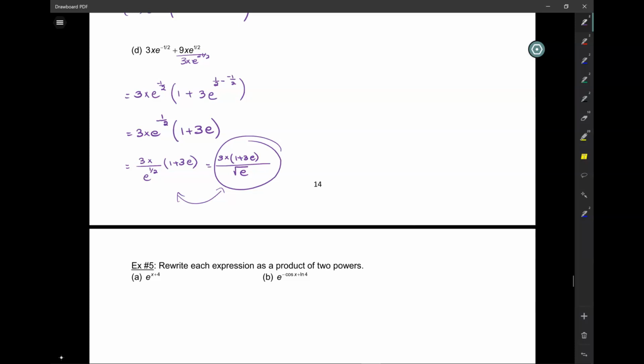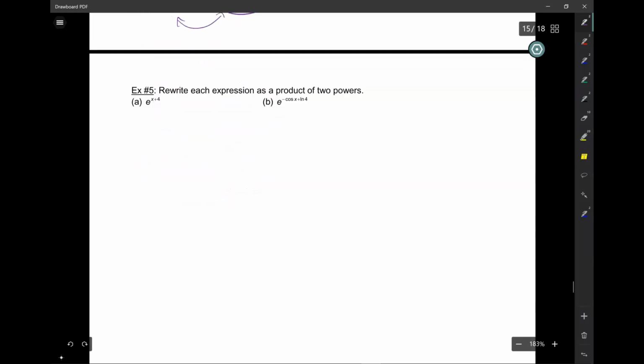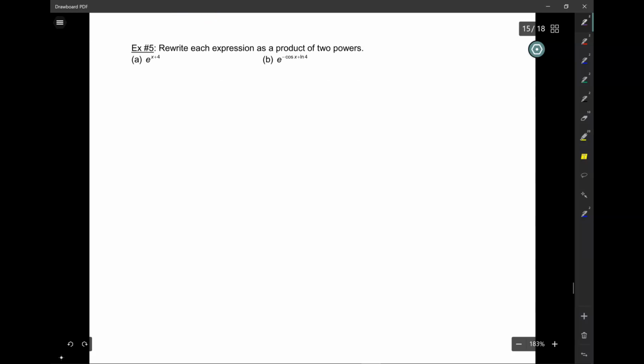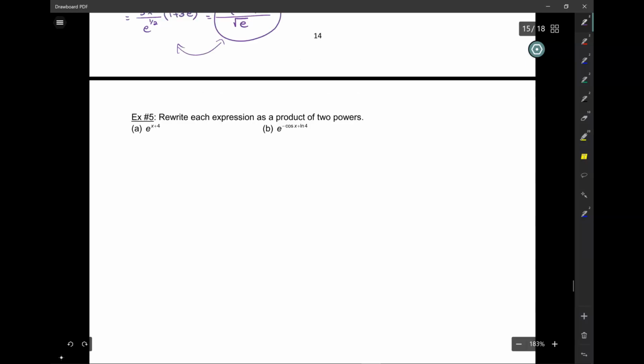What math does the SAT go up to? Algebra 2-ish. Algebra 2. And there are some stats and stuff in there, yeah.